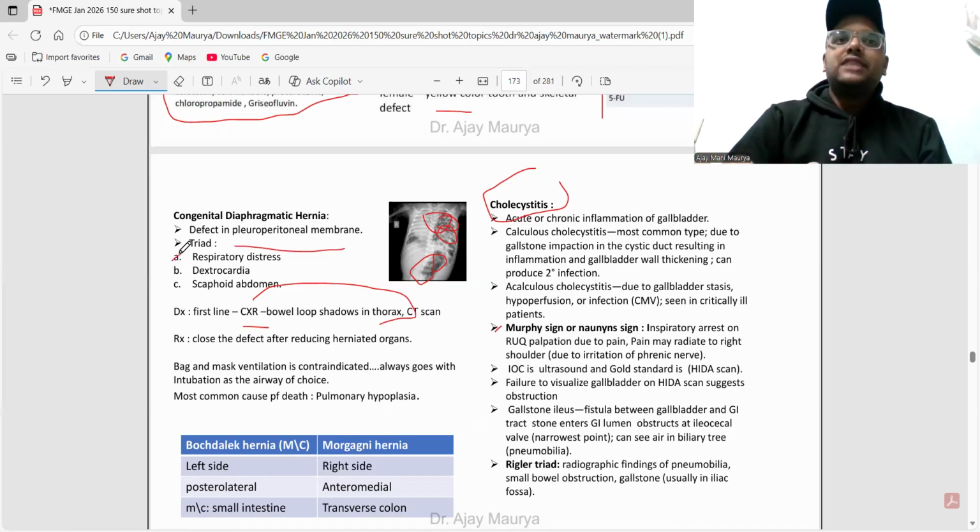Triad must be what? Respiratory distress. Dextrocardia means what? Dextro means right side, means the heart will be present on the right side. There is a scaphoid abdomen. First you have to do the chest X-ray. You will see the bowel loops in the thorax.